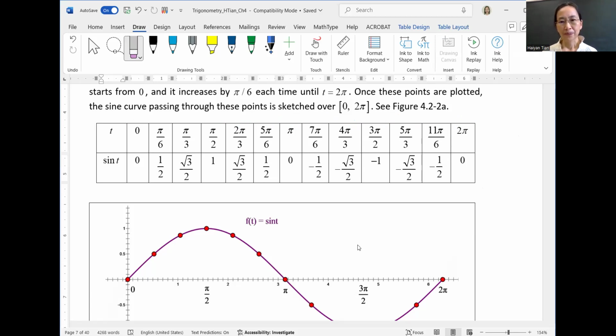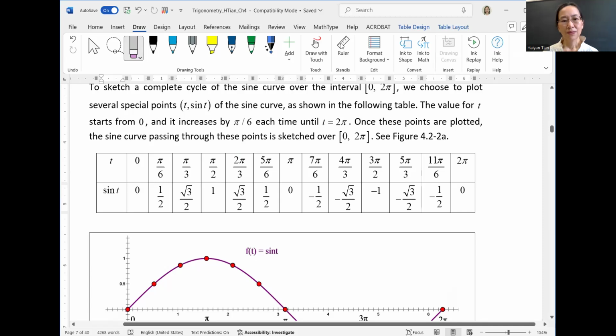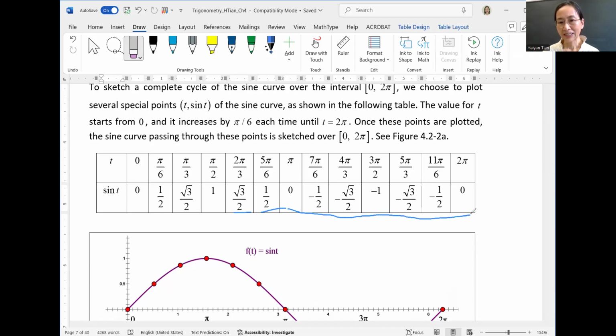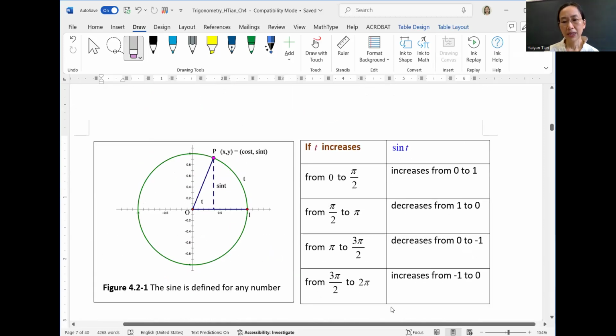So let's, because they're all special angles, we can really see the sine value of each corresponding t. Recall that you can use the reference angle, and the reference angle will be either pi over 6 or pi over 3 or some quadrantal angles. So then you can find the sine value very easily. So let's go back to that unit circle. We look at something we can predict.